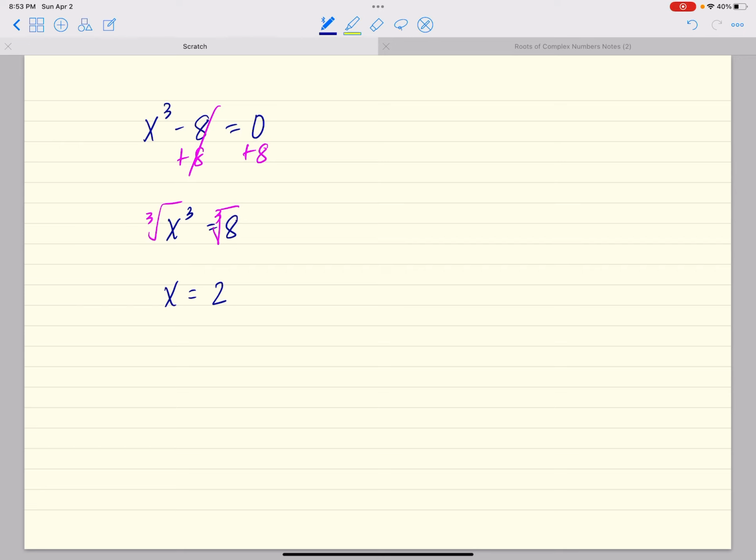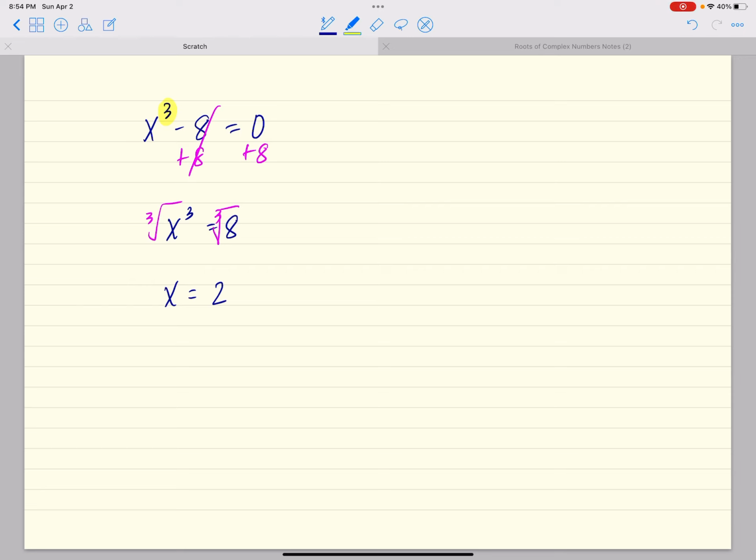Now 2 is one of the solutions to this equation, but it is not the only solution. Our fundamental theorem of algebra says that the degree of our equation dictates the number of complex solutions that exist. So if our polynomial equation has a degree of 3, there should be 3 complex solutions. If we had a degree of 4, then we should have 4 complex solutions.